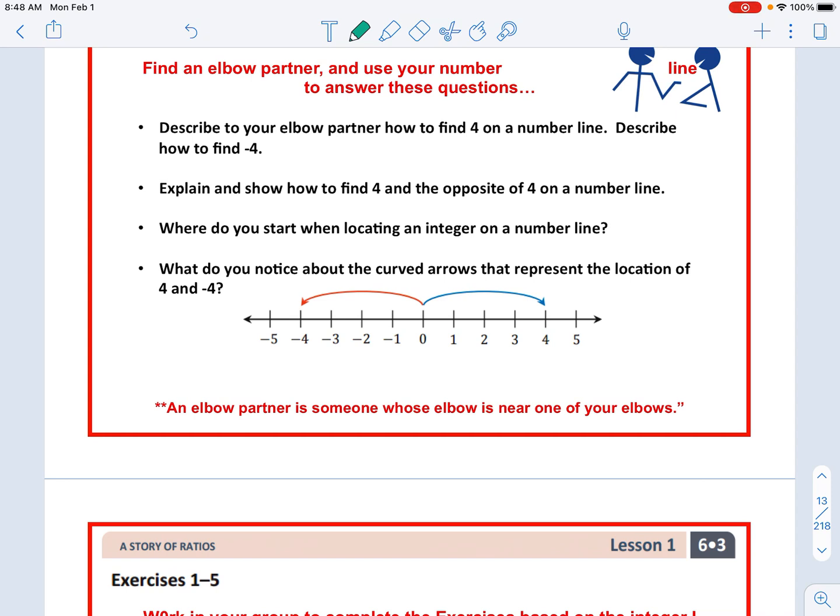So what do we notice here? We have negative 4 and 4. What do we notice? They are the same distance away from 0. So that means they are going to be the same size arrows pointing at each number, negative 4 and 4.